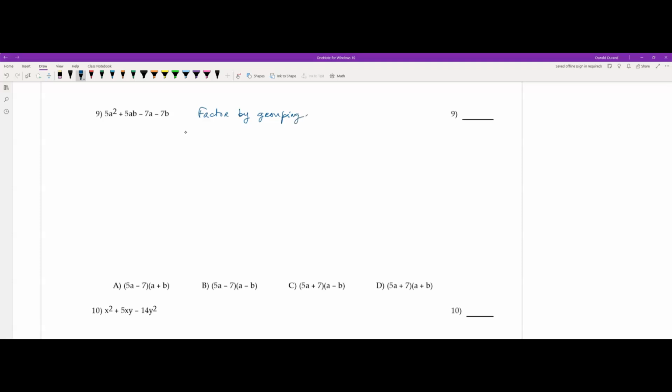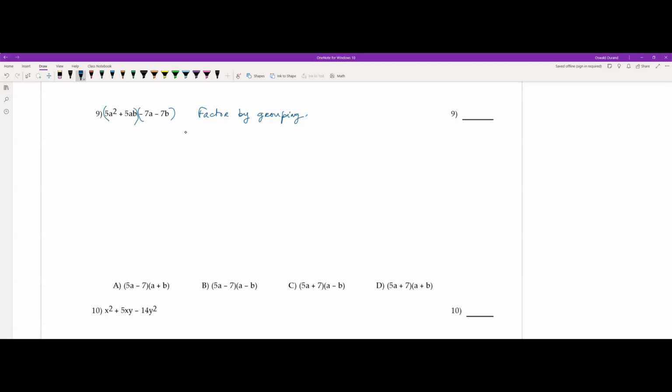So what do we mean by that? Well, factoring by grouping means that you're going to group the first two terms, and you're also going to group the last two terms. And within those groupings, you're going to factor out the greatest common factor. And then whatever is left inside the parentheses must be identical. The goal is to have those two being identical. So let me show you.